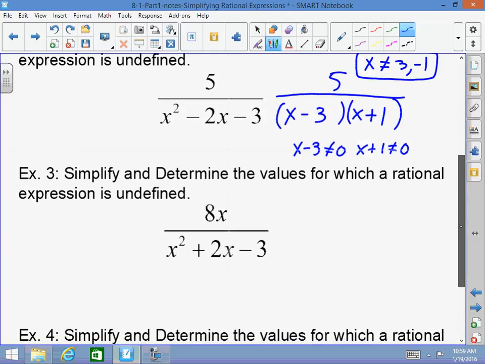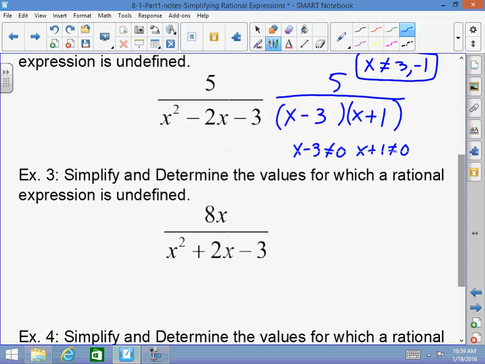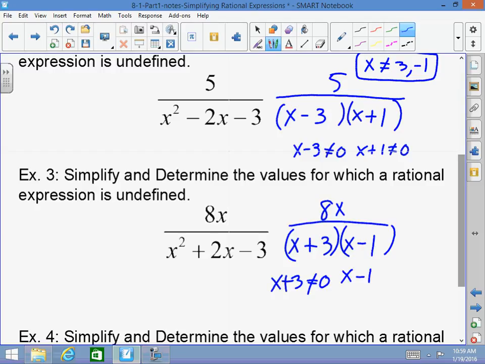Thank you. Number 3, same thing. Simplify and determine the values for which a rational expression is undefined. Well, factor the denominator. In this case, it'd be x plus 3 and x minus 1. Set the denominators to not equal 0, because those denominators cannot equal 0. So x cannot equal negative 3 or 1. So what are the values for which this rational expression is undefined? When x is negative 3 and 1, this rational expression is undefined. So x cannot equal negative 3 or 1.